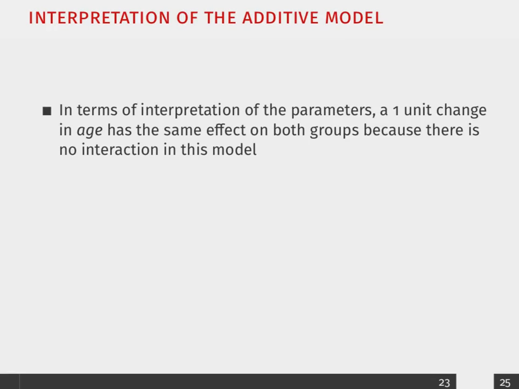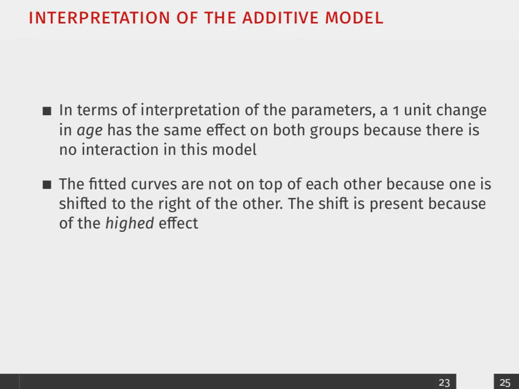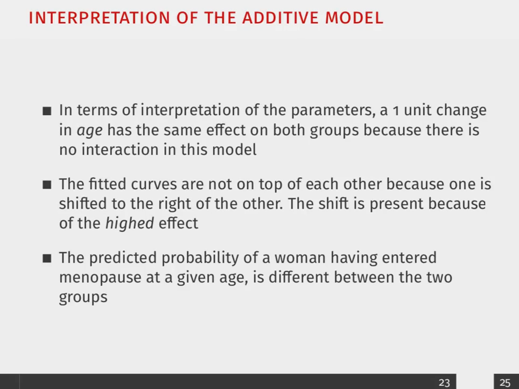Finally, since again we are doing an additive model here, we are not doing an interaction. In terms of interpreting these parameters, a unit change is supposed to have the same effect on all different groups. In this case, either having low education or high education. The fitted curves are not on top of each other because one is shifted to the right of the other. It's there because of higher ed. The predicted probability then of a woman entering into menopause at a given age is different between the two groups.